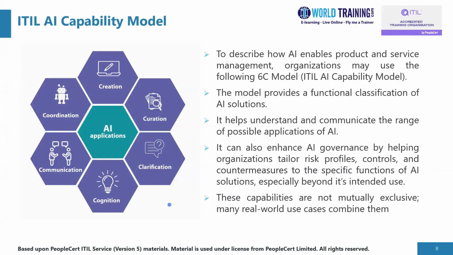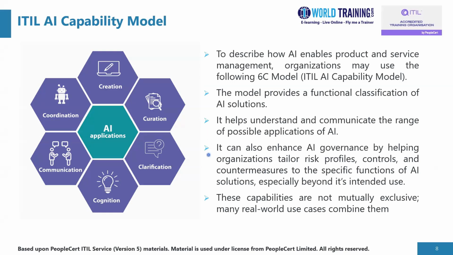ITIL AI capability model. This describes how AI enables product and service management. And therefore, for this, organizations may use this following 6C model or ITIL AI capability model with 6 capabilities. The model provides a functional classification of AI solutions. Please remember that it is a functional classification of AI solutions. It helps understand and communicate the range of possible applications of AI for product and service management.